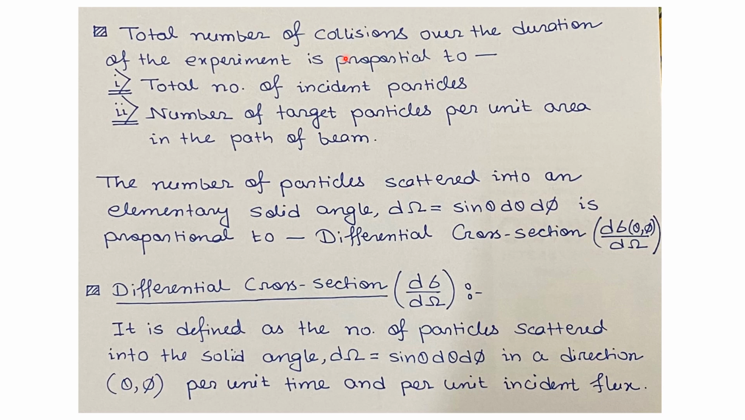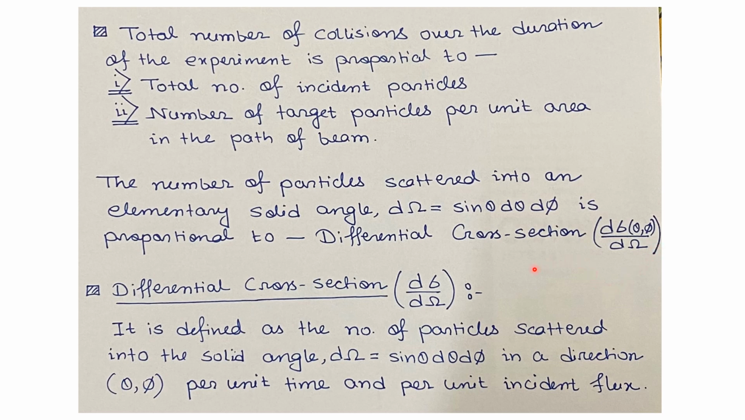Now the total number of collisions over the duration of the experiment is proportional to, first, the total number of incident particles, and second, the number of target particles or target potentials per unit area in the path of the beam. Now the number of particles scattered into an elementary solid angle d omega equal to sine theta d theta d phi is proportional to a new quantity, that is the differential cross section, and mathematically that is denoted by d sigma d omega as a function of theta and phi in spherical polar coordinate.